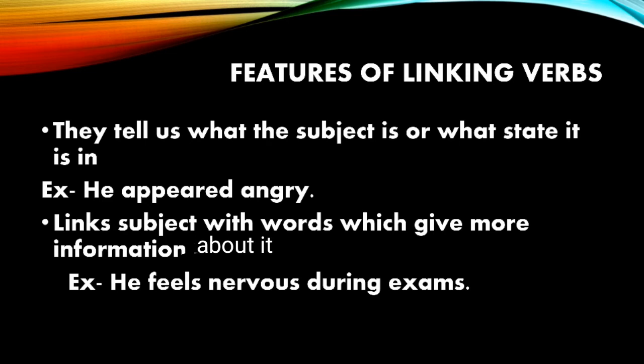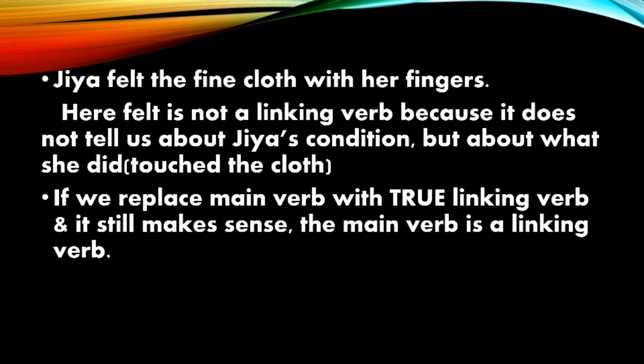Obviously they just link the words to give more information about the subject. Like, he feels nervous during exams. So here state is described, condition कैसी होती है उनकी, he feels nervous. Okay, action is not performed, he just feels nervous. So here feels is connecting he with additional information. Okay, it's a linking verb, right?